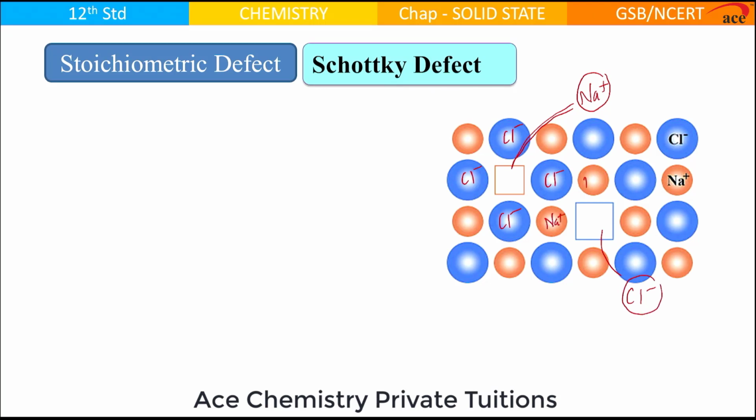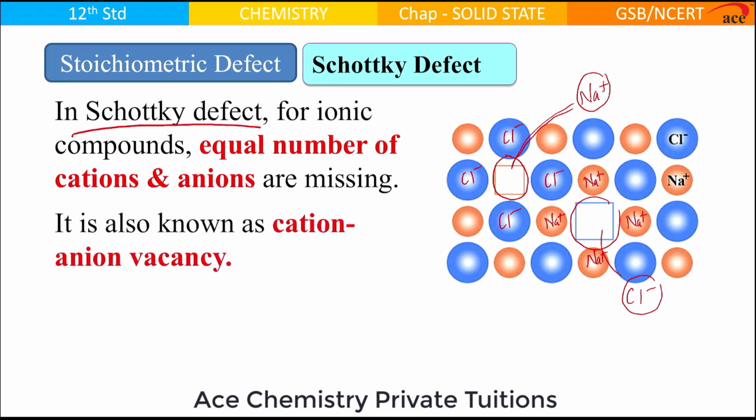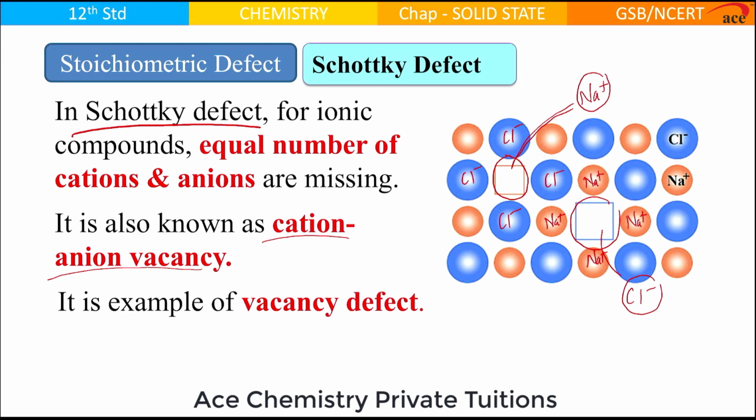Because it is surrounded by cations, and cations are comparatively smaller. What you are able to see in this diagram is that the anion and cation both are missing. If an equal number of cations and anions are missing, then such a defect is called Schottky defect. It is also known as cation-anion vacancy defect, or simply vacancy defect.